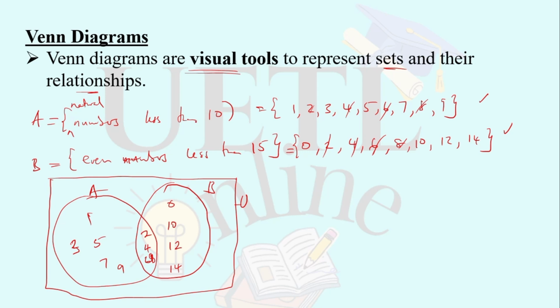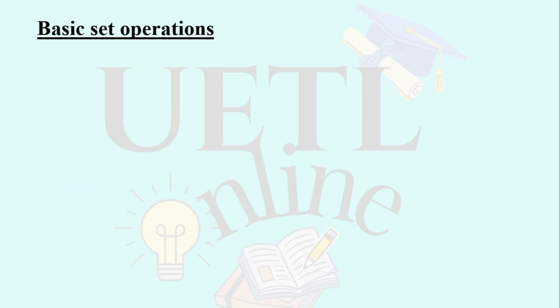Let's go to the next concept here. Let's take a look at the basic set operations. These are the operations we do between sets. Let's say we have a set. I'm going to use this set to illustrate. Let's say we have set A. Set A contains natural numbers less than 10, which are 1, 2, 3, 4, 5, 6.